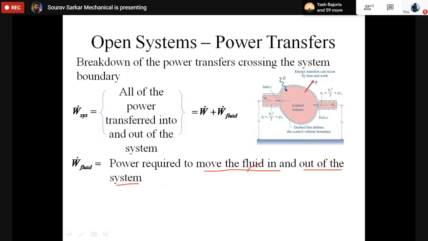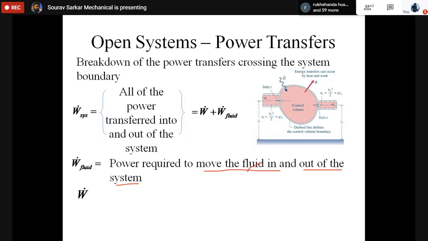Whenever the mass is entering into the system, at that time the mass is doing some work to enter inside the system. Because the system is not allowing the mass, it has to push to enter inside the system. Whenever the mass is leaving the system, the system is throwing out the mass. So the system is doing the work.